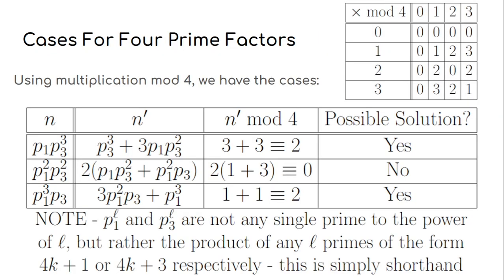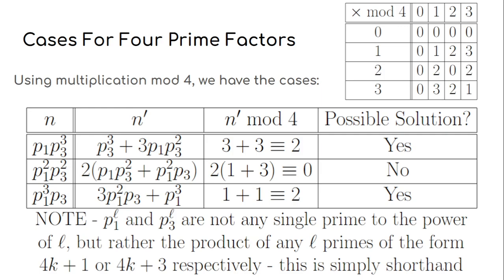So there are 2 tables here. I'll first explain the simple one in the top right hand corner and then move on to the more complicated one, which is our actual working in the middle. The one in the top right is a multiplication table mod 4, and the easiest way to think about this is just that it's an extension of how we think about even and odd numbers when we multiply those.